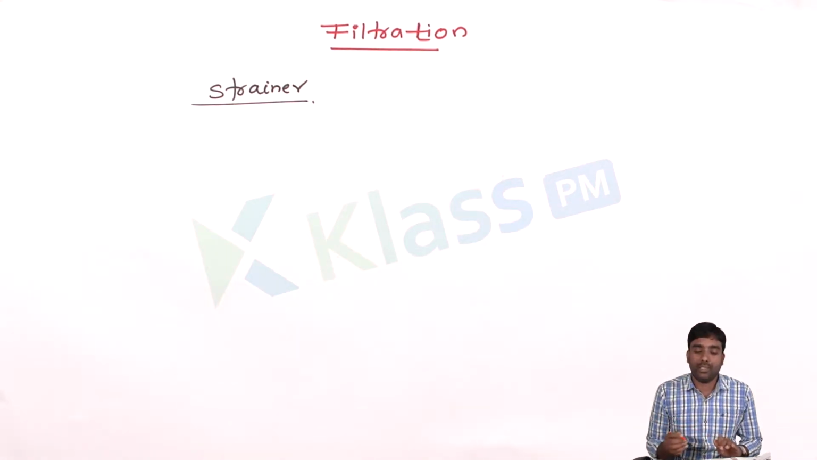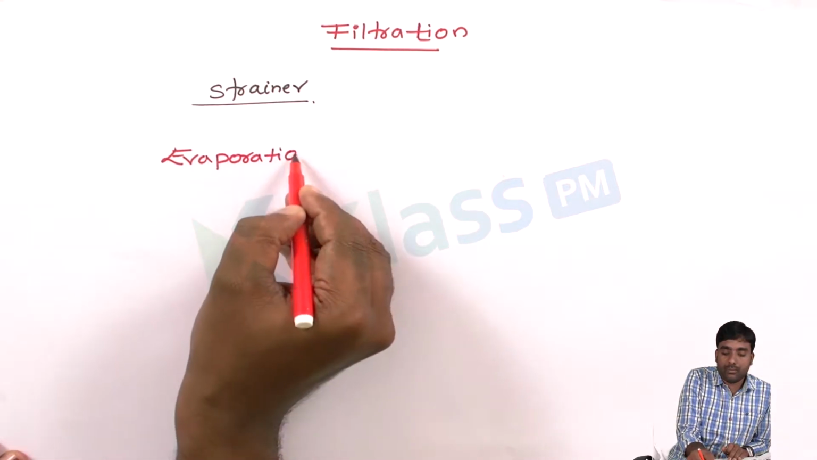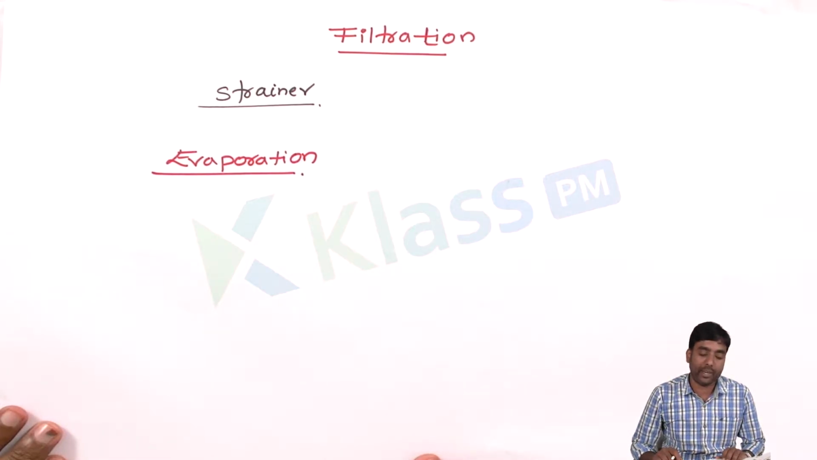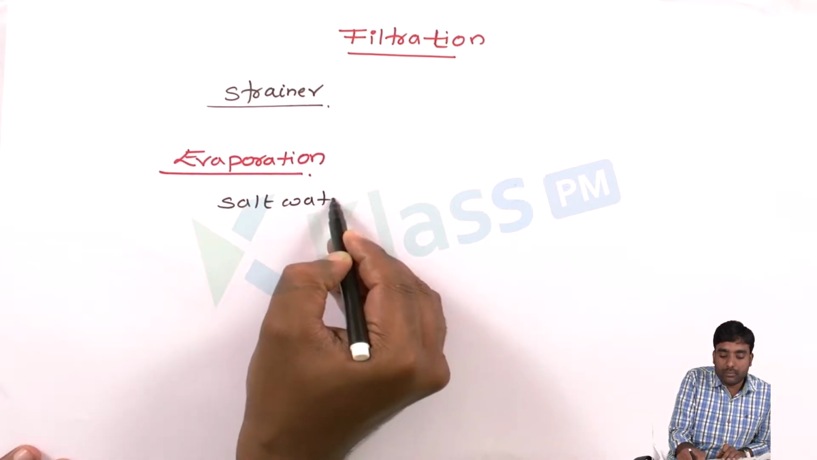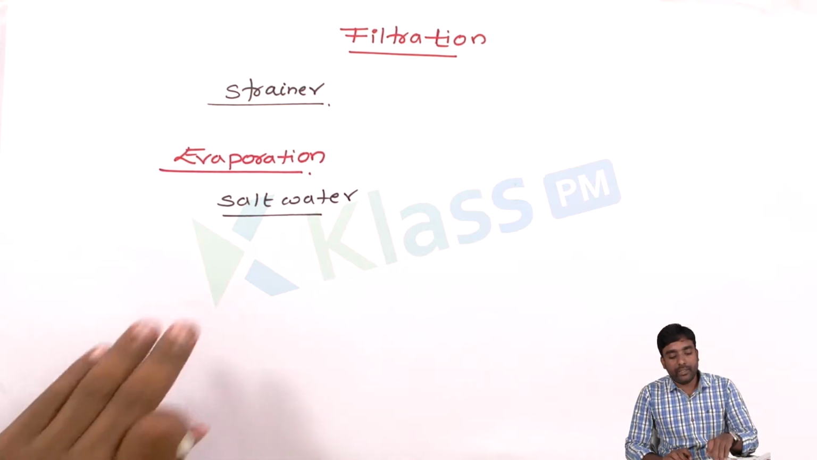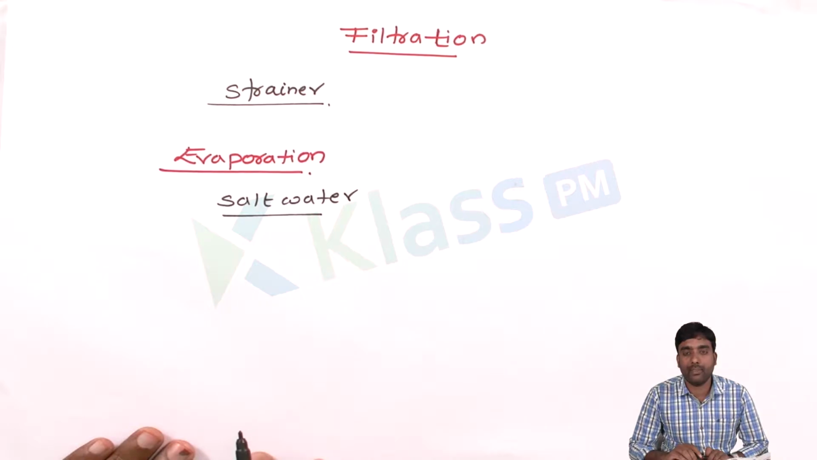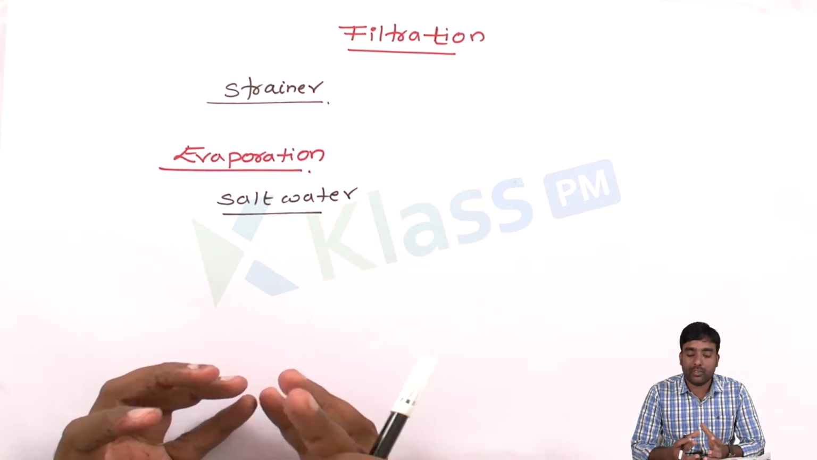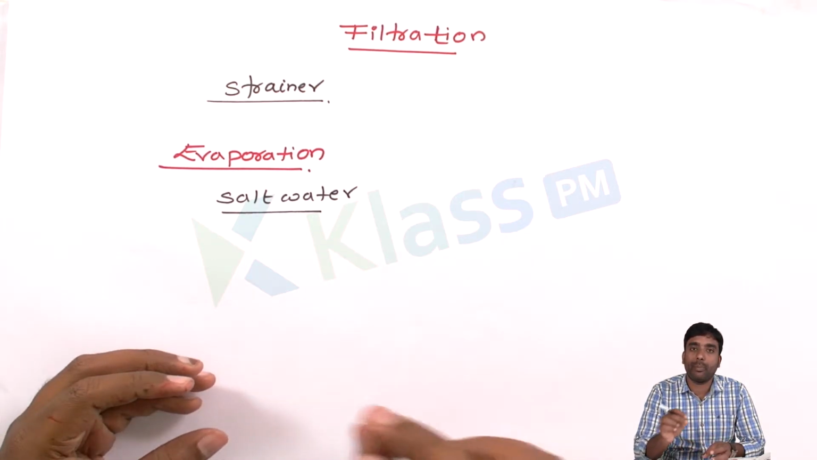We'll go to the next method, that is called evaporation. What is evaporation and where do we use this method? For example, I am taking salt water. Here in this example we have to separate the salt from the water. How do we separate this? Let's see this example. Take a bowl, and in that you take the salt water. Salt water is nothing but salt mixed in water.